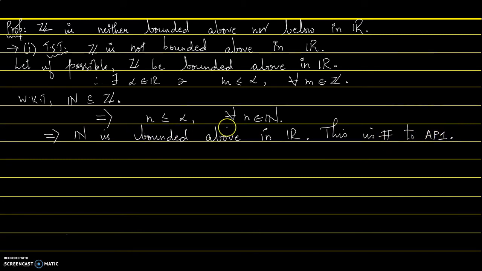Why are we getting this contradiction? Because we assumed that Z is bounded above in R, and hence Z is not bounded above in R. So one part is done. Z is not bounded above in R. Now we need to show that the set of integers Z is not bounded below as well.